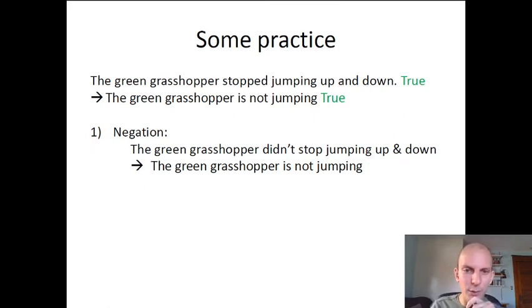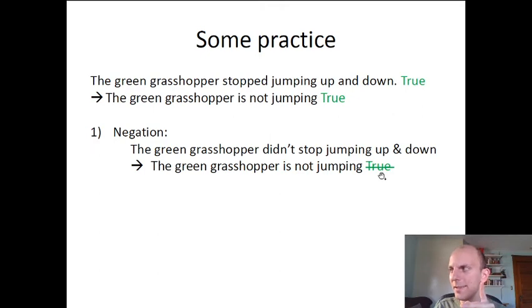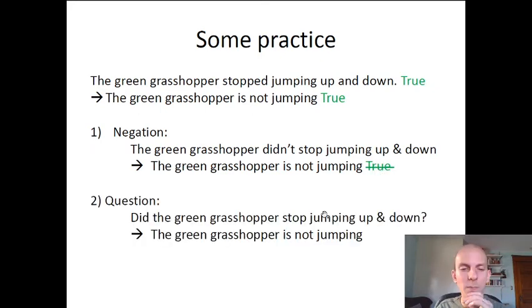Now, if this is true, if the green grasshopper didn't stop jumping up and down, is it still true that the green grasshopper is not jumping? Nope. So it didn't survive the negation, right? I used a negation in the B. In retrospect, maybe this wasn't the greatest example I could have chosen, but regardless, what I want you to see is that when we negated A, this no longer holds.